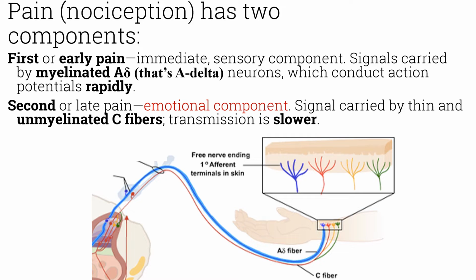So early painful stimulus for an acute type of pain is going to be mediated by these myelinated fibers. They're called the A delta neurons. And these are going to conduct action potentials rapidly through saltatory conduction along the axon. Slower nociceptors are going to have unmyelinated fibers, and transmission is going to be much slower. And it's these receptors that are associated with the emotional component of pain.